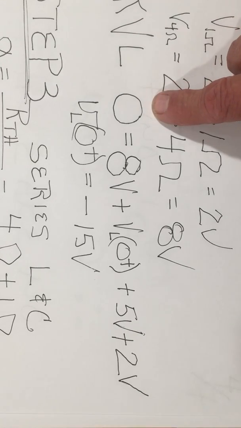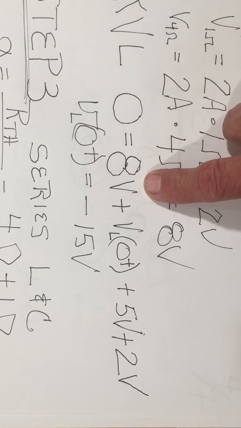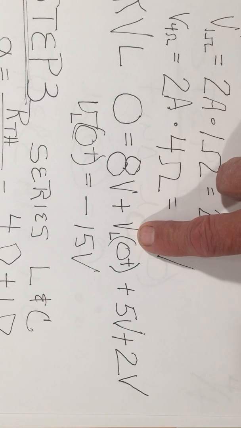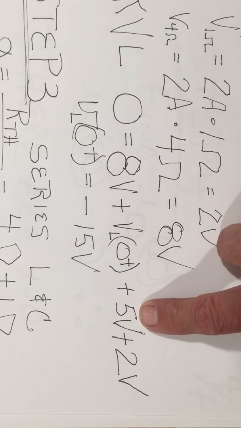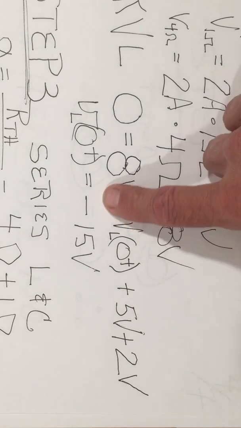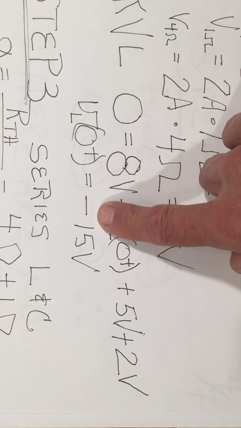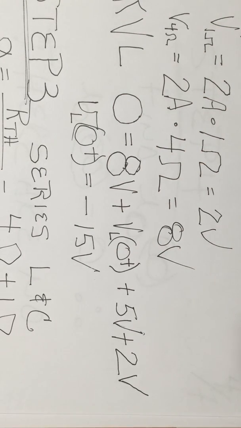It says that 0 equals the summation of those voltages. So 8 volts plus VL(0+) plus 5 volts plus 2 volts, and I get VL(0+) equals minus 15 volts. So now I have found everything I need to find in step 1 and step 2, and I'm ready to go to step 3 in our step-by-step method.